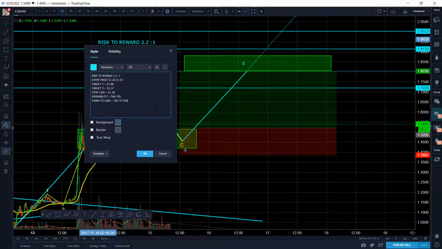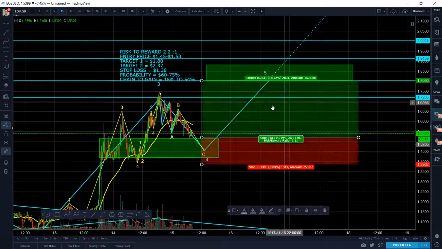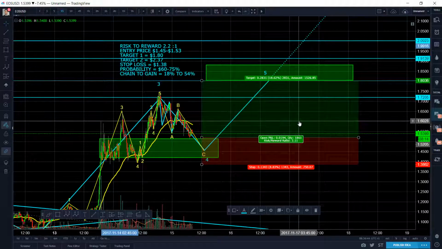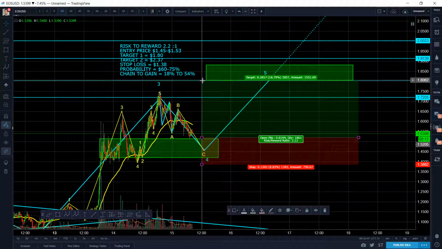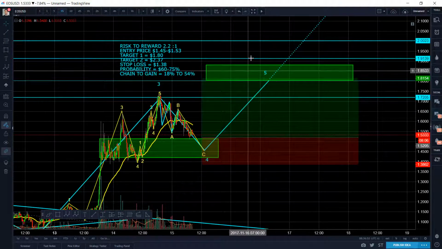18% to 54%. How does that look so far? Does that look like a good trade setup? I'd say it's pretty darn good, right? Absolutely. That's a very, very good trade setup, okay?